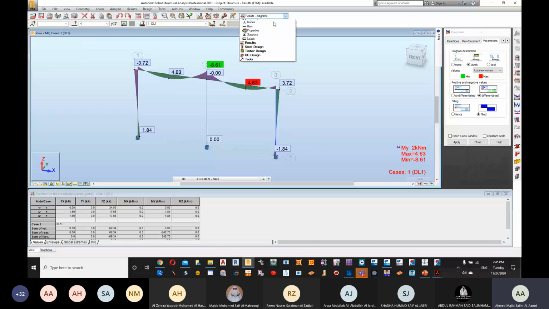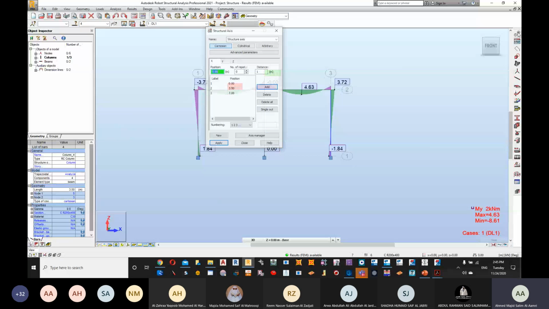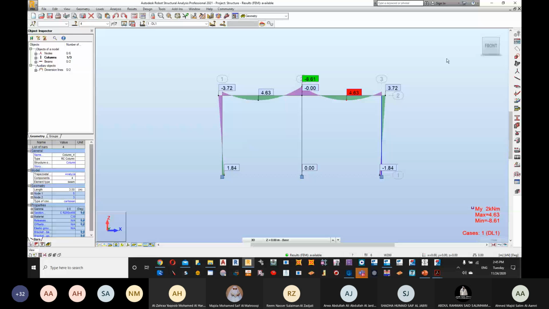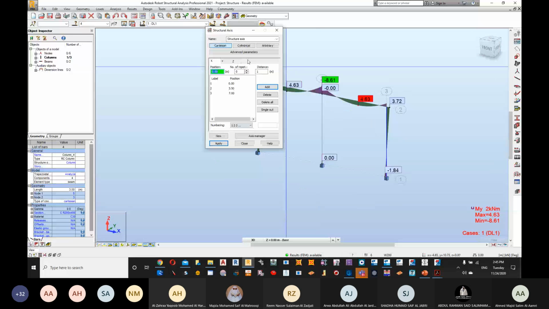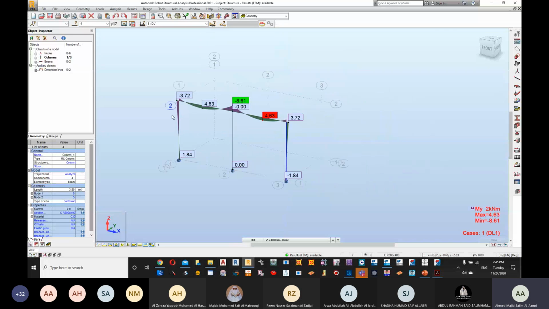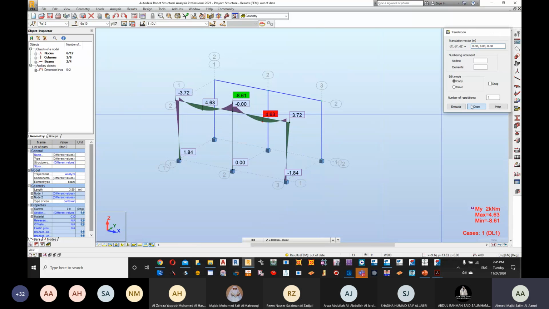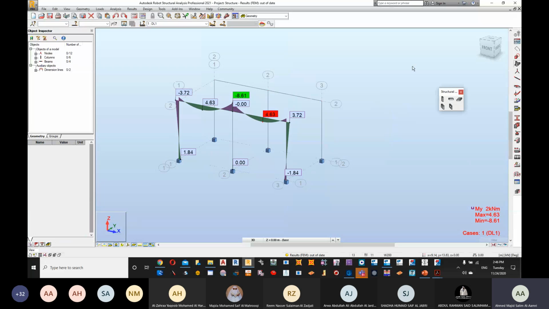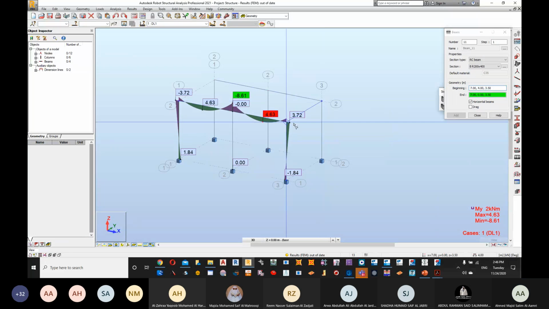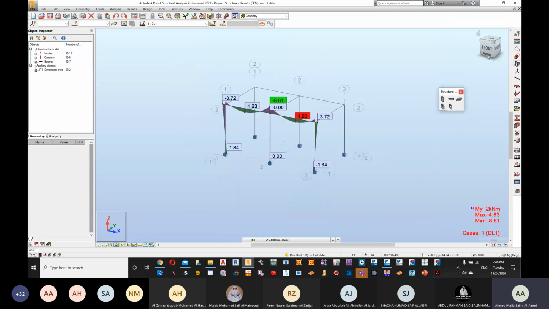Now, if we want to modify a little bit, let us say I want to have the other side to be 4 meters. So I want another frame. I'll just take these. I just copied these beams, and then I'm going to draw extra beams as well. So I have drawn.